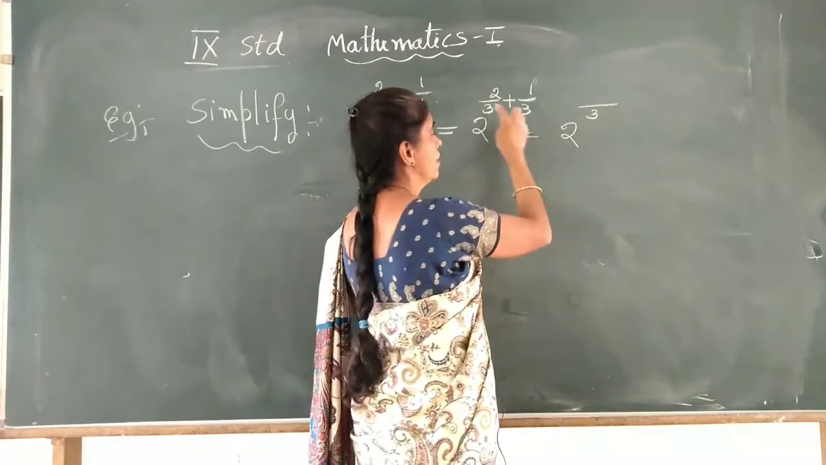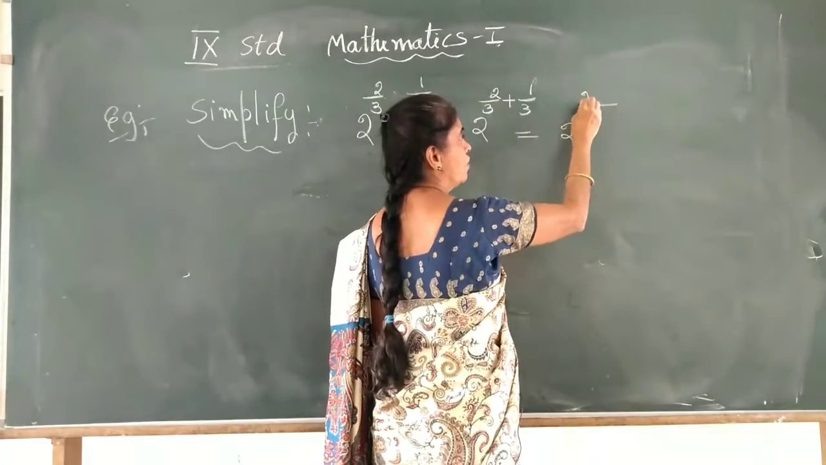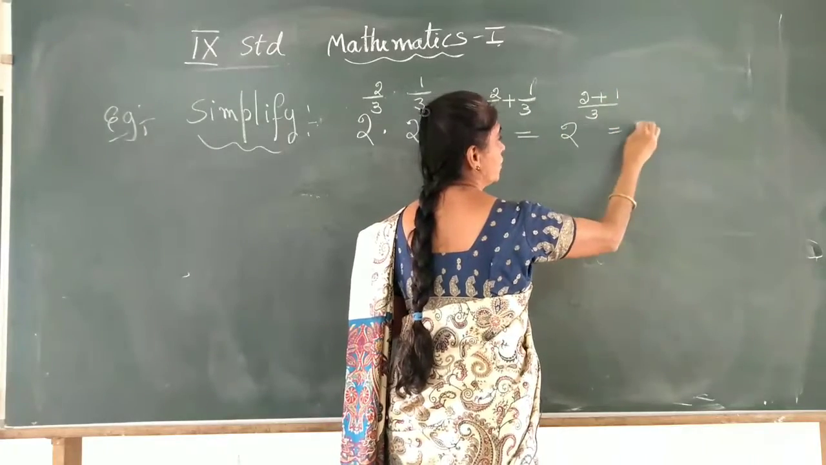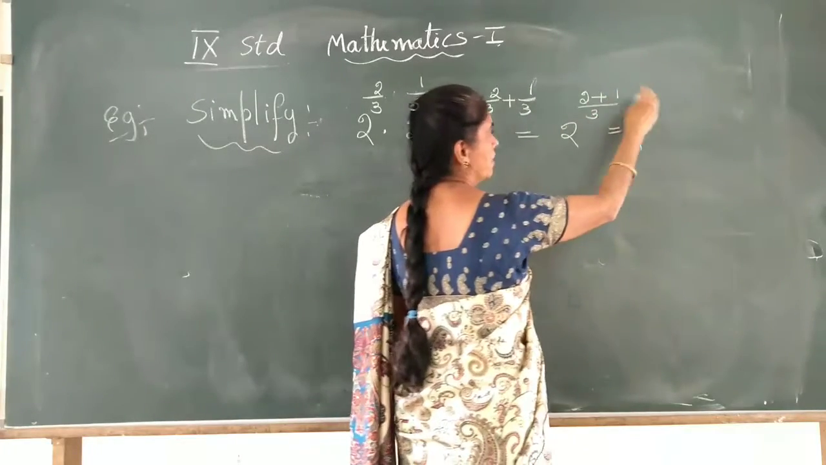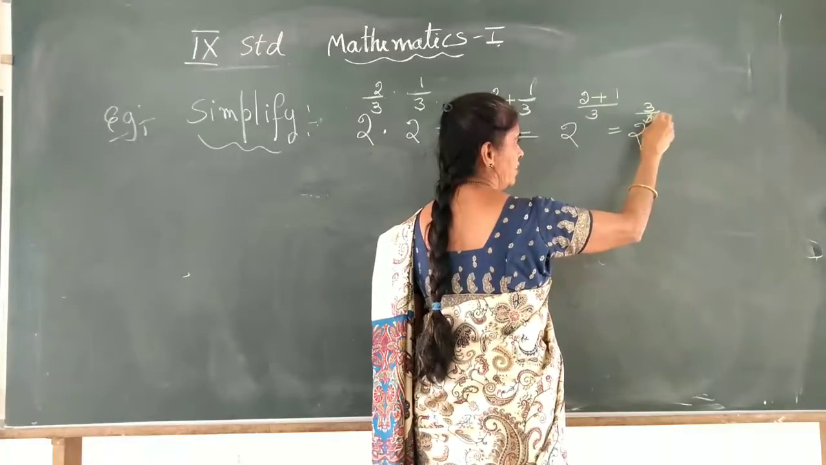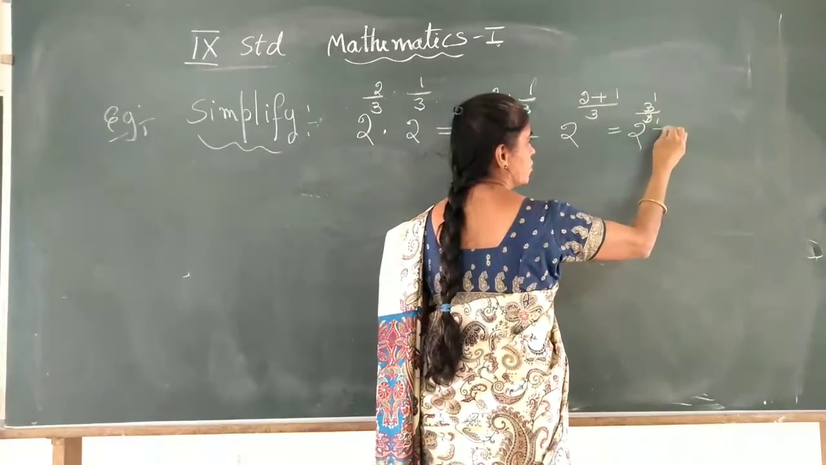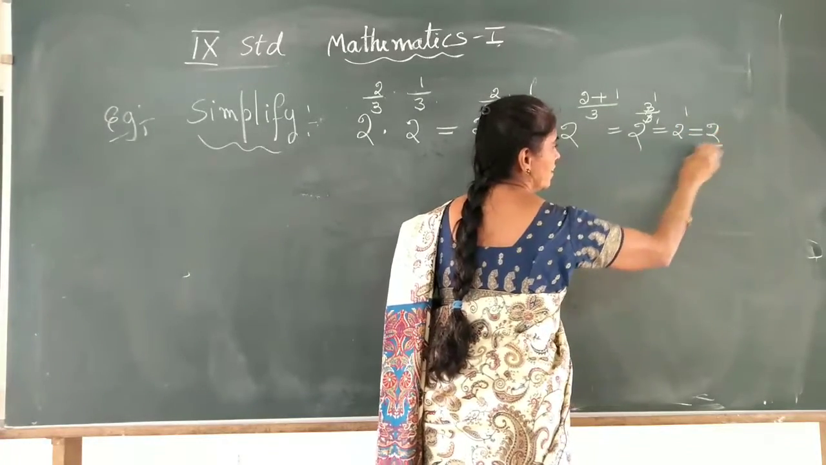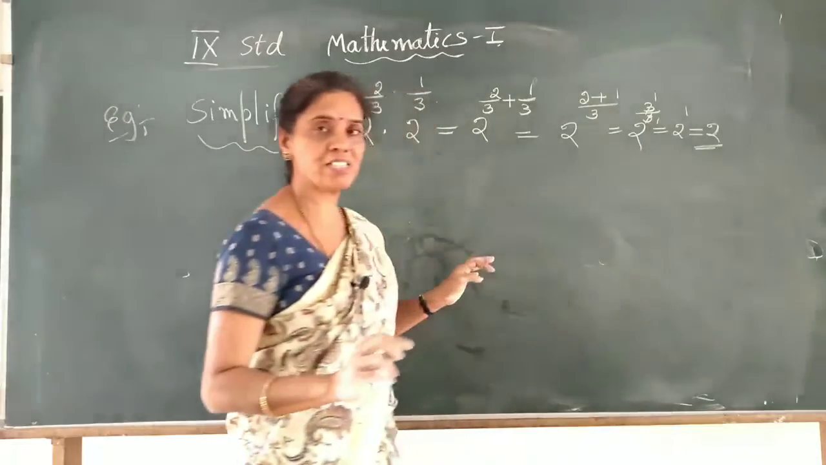It is 3. Now, what is the numerator? Numerator only you have to do the operation. Here 2 plus 1. It is equal to 2 to the power of 2 plus 1 is 3 and denominator also 3. So, 3 ones are 3, it is 2 to the power of 1. 2 to the power of 1 is nothing but 2. So, answer is 2 here.